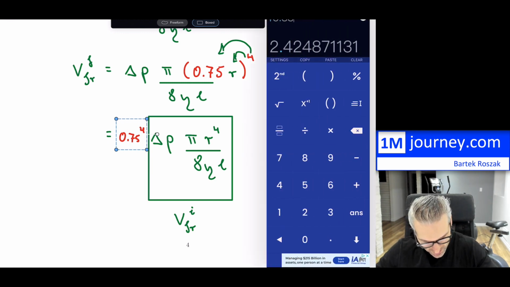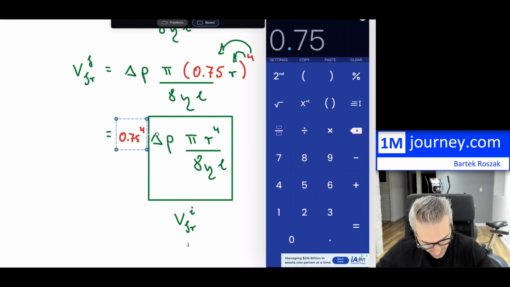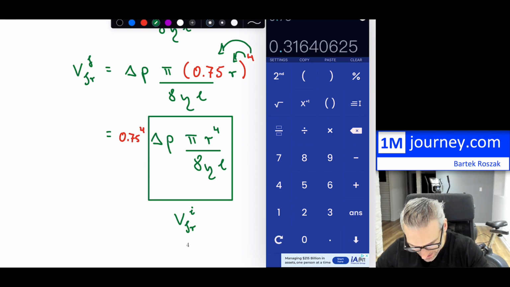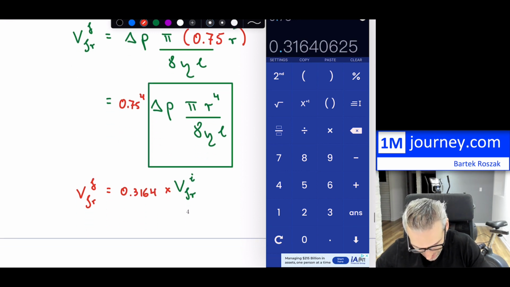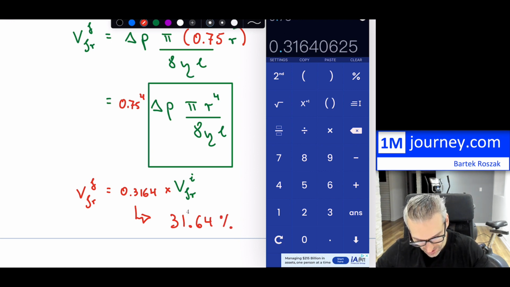So now let's take that into a calculator, 0.75 to the 4, and this is what we're going to get. So that means that the final volume flow rate is equal to 0.3164, etc., multiplied by the initial volume flow rate. So what has the reduction caused? If you put this as a percent, this is about 31.64%. I'm not going to be rounding anything here.